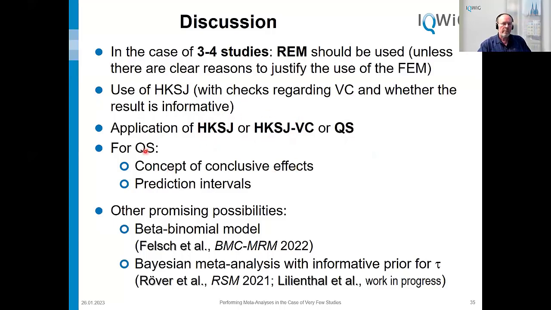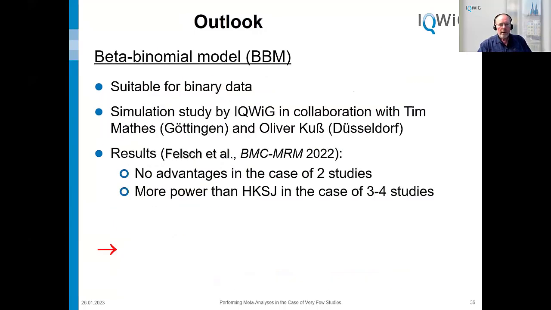For the qualitative summary, we use the concept of conclusive effects and prediction intervals. But there are 2 other promising possibilities, namely the Beta-binomial model and the Bayesian meta-analysis with informative priors for tau. So this is the outlook. We'll go quickly through these two models.